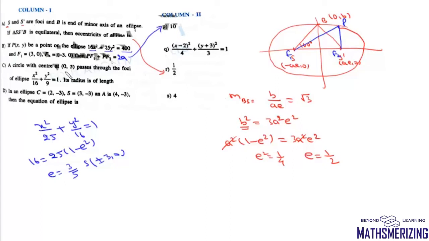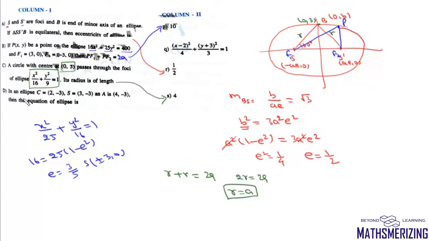Now the third one is circle with center at 0, 3, which passes through foci of this ellipse. Then its radius is of length. So again, we have this circle whose center is at 0, 3 and which passes through both the foci. So this is R and this is R. So again, we'll use focal property. So PS1 plus PS2 is equal to 2A. So it will be 2R equals 2A. So for this ellipse, its radius will be equal to semi-major axis, and semi-major axis in this case is simply 4. So radius is 4 and it matches with option S.